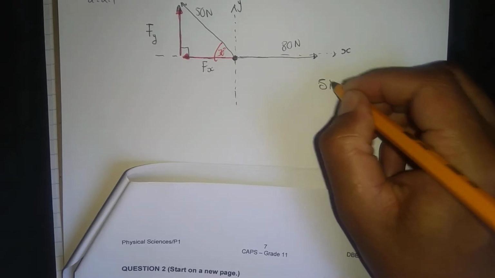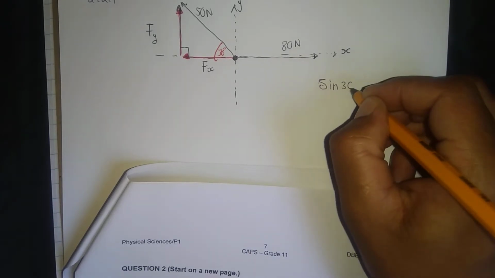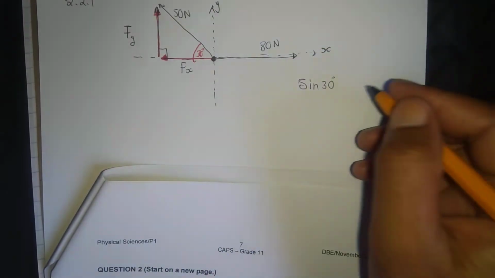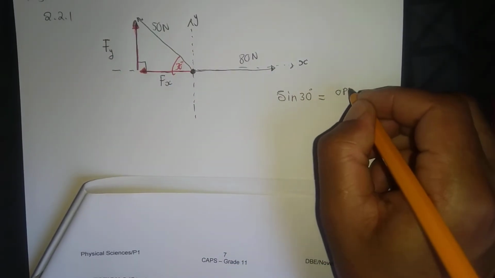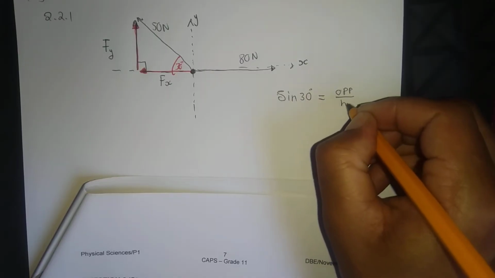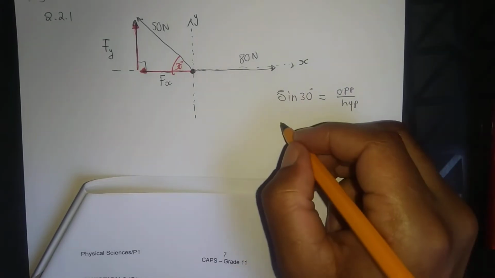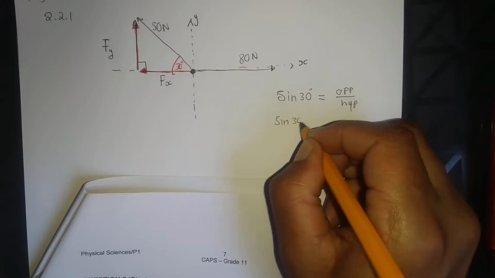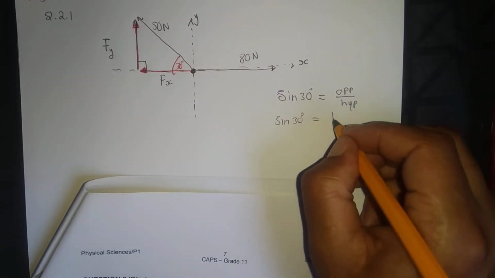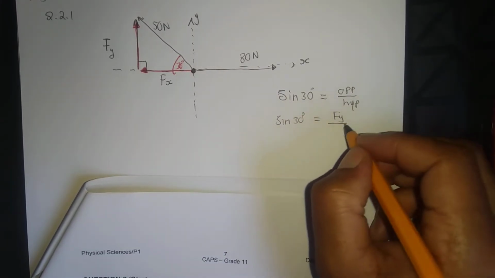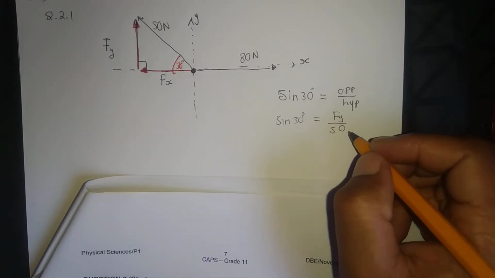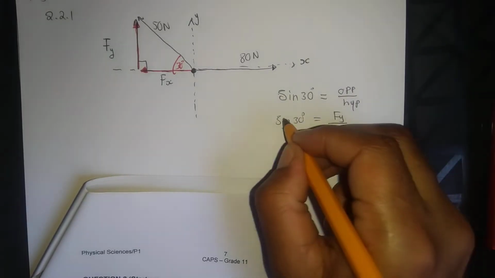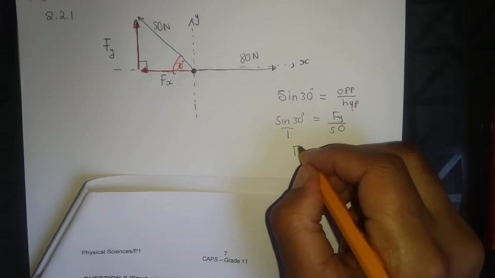It's sine 30 degrees is equal to opposite over hypotenuse, right? So sine 30 degrees is equal to opposite, which is Fy, divided by hypotenuse. The value of the hypotenuse is 50 Newton. So therefore I need to cross multiply to find Fy.